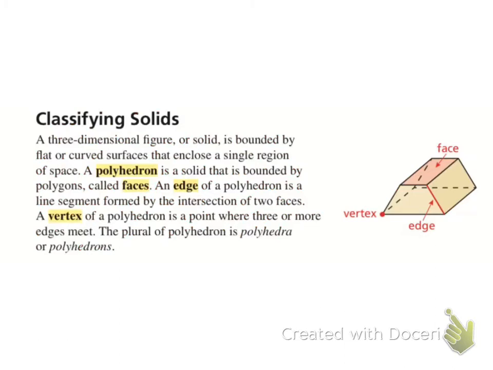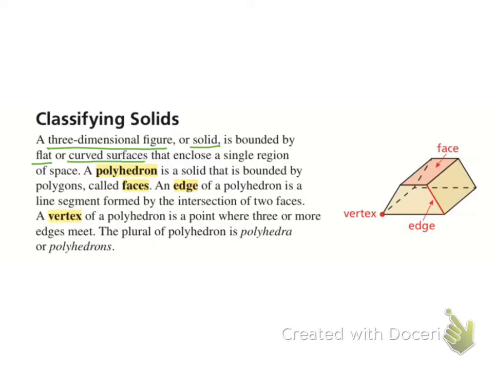Before we even start classifying the solid, we have to talk about what is solid. A solid is basically a three-dimensional figure. It has length, width and height, like any object you see surrounding you, and it is bounded by flat or curved surfaces. Anything around you, these are all solid things.